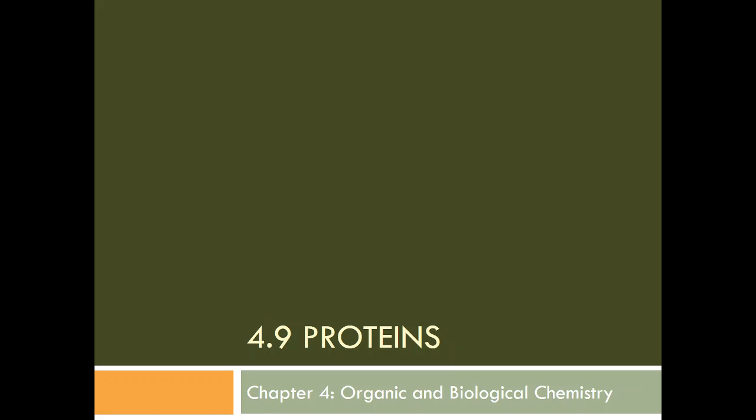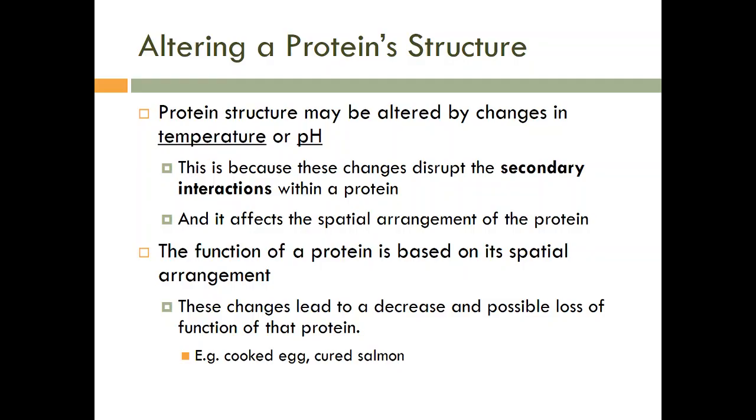Okay, so yesterday we were talking about proteins and the different levels of protein structure, as well as what makes a protein: the amino acids, which have an amine group as well as a carboxylic acid functional group attached.